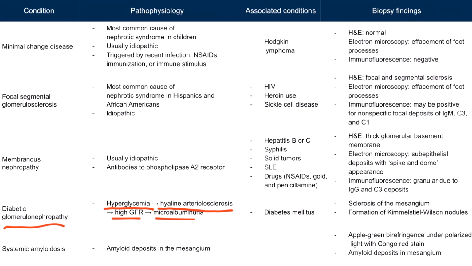As the kidneys begin to lose larger and larger amounts of albumin, it eventually progresses to nephrotic syndrome. And the associated condition of diabetic glomerulonephropathy is, obviously, diabetes. The biopsy of diabetic glomerulonephropathy is characterized by sclerosis of the mesangium and formation of Kimmelstiel-Wilson nodules.